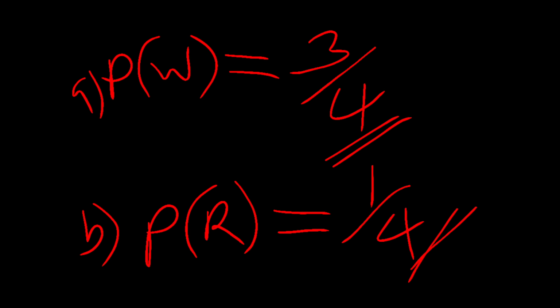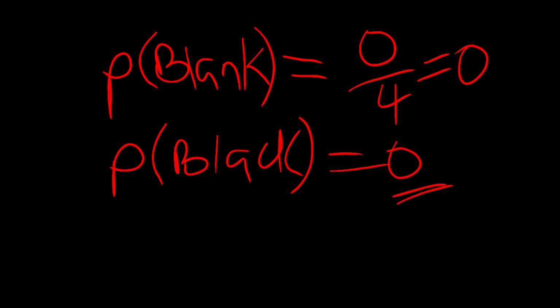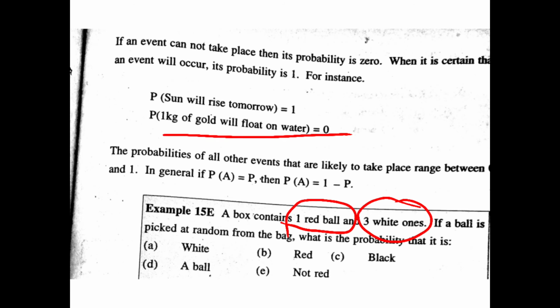So here we've been clearly informed that in the box there's 1 red ball and 3 white balls. We've not been told that there's any black ball, meaning that the event is certain that we cannot pick a black ball because there's no black ball in the box. That means the probability of picking a black ball is 0. And that is how we've found the 0. Let's look at the other question.